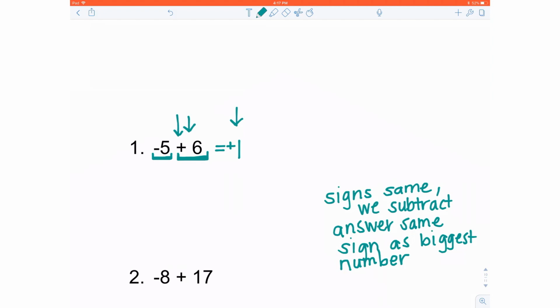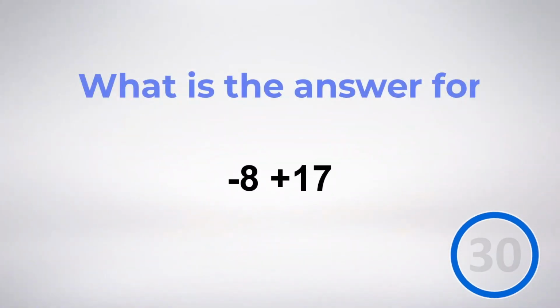Now, we don't have to actually write positive one. You don't usually do that. But I just put it there so you could see it. But your answer is just going to be 1. So now that I did that for you, give number 2 a try and see how you feel about it. I'm going to give you a second, and then I'll go over it with you.